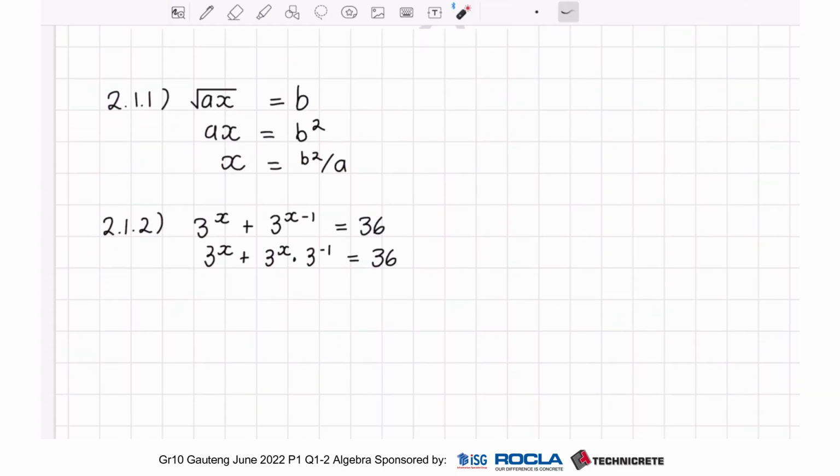Right, and then on the left-hand side, I can see that I've got two terms, and they've got a common factor of 3 to the power of x. So I can take out a common factor of 3 to the power of x, and I'm left with a bracket. For the first term in the bracket, I'm left with 1, and the second term, I'm left with 3 to the minus 1, which is equal to 36. And this I know to be 1 over 3, because my exponent becomes positive, so 1 over 3 to the power of 1, which is 1 over 3. And I add 1, so I get 4 over 3.